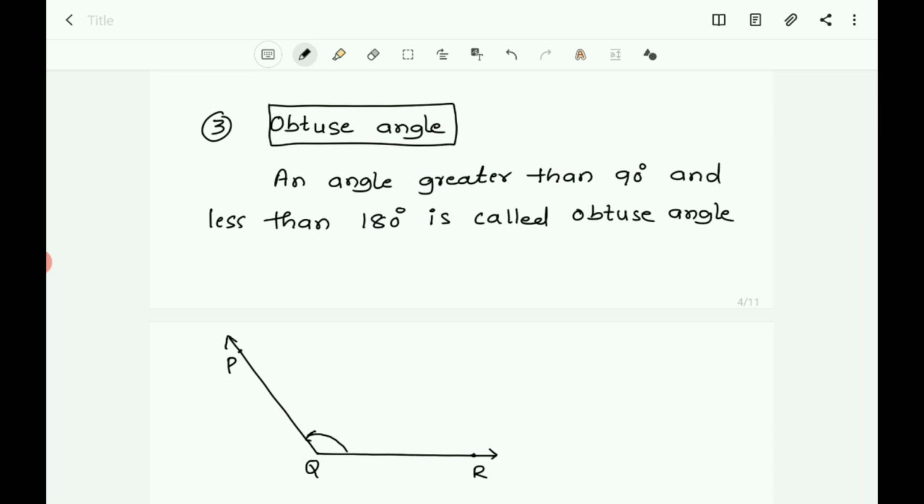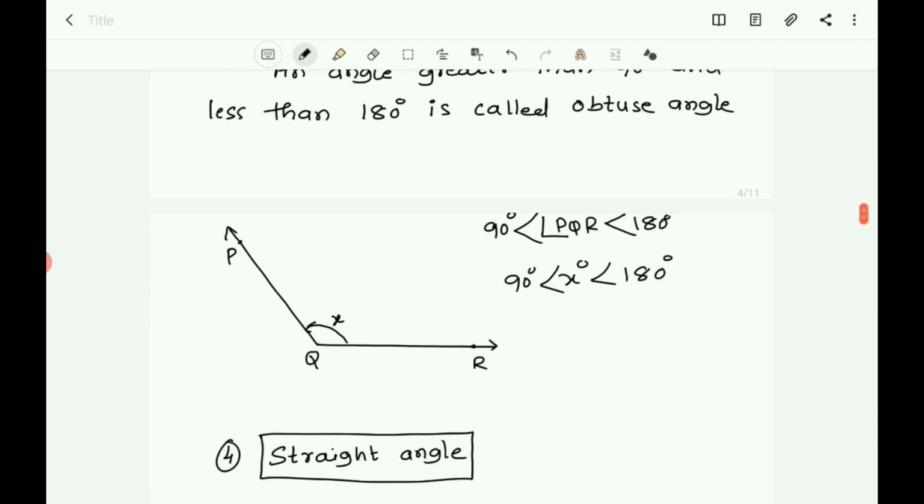Here angle PQR is greater than 90 degree and lesser than 180 degree. So it is an obtuse angle. So if you take this x, then x degree is greater than 90 degree and lesser than 180 degree. So what is an obtuse angle? An angle greater than 90 degree and less than 180 degree is called an obtuse angle.